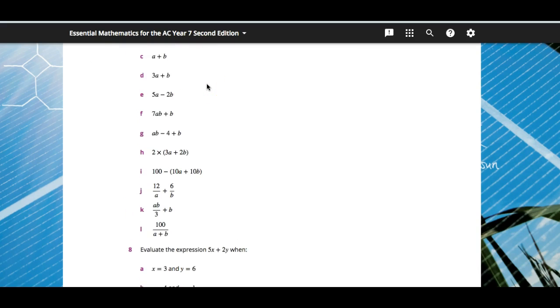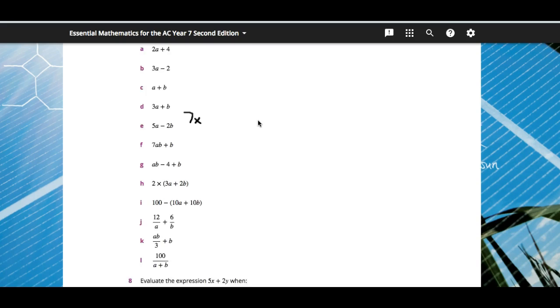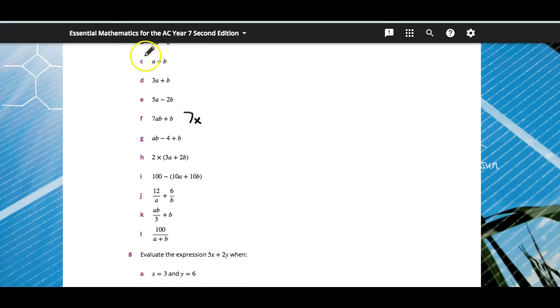Maybe for this one, let's do some of the harder ones instead. So I might start at question F. So this one is 7AB plus B. So we have 7, remember there's an invisible multiply sign there. I can't remember what A was. Was it 3? Hold on, just bear with me. 2 and 3. Whoops. Okay, so 7 times 2, because A is 2, B is 3, and then we have to add B again, which gives us 3.